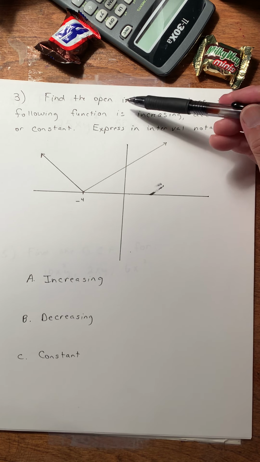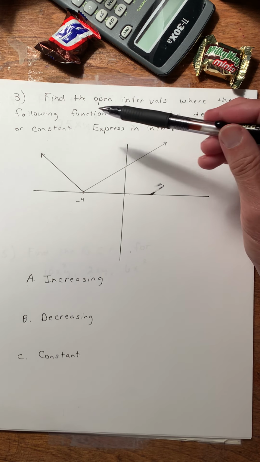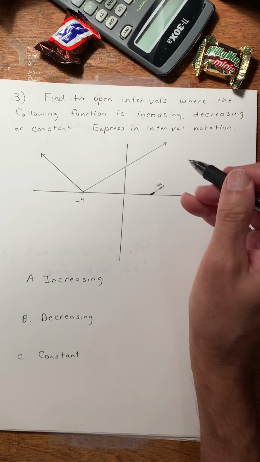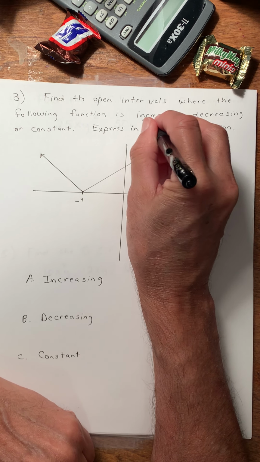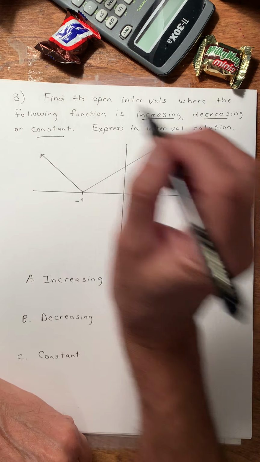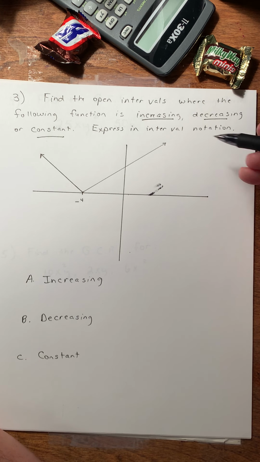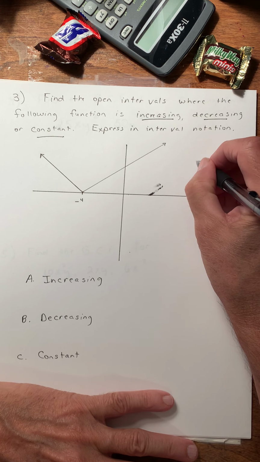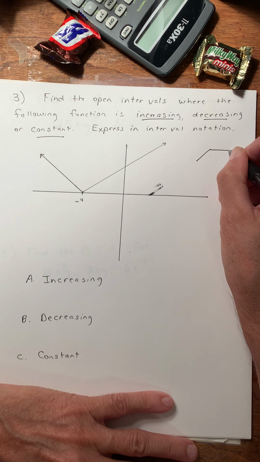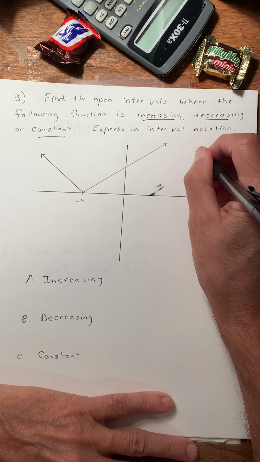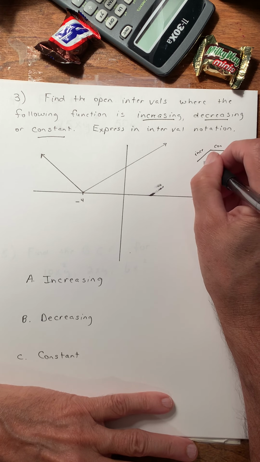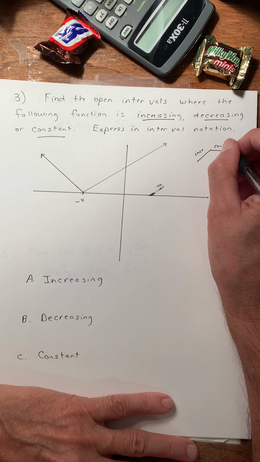Number 3, find the open intervals where the following function is increasing, decreasing, or constant. Now notice you have 3 options here. It can either be increasing, it can be decreasing, it can be constant. I gave you a picture of this in your notes. This is increasing, this is constant, this is decreasing. Constant means it's just the same y for every x. It's a straight line across.